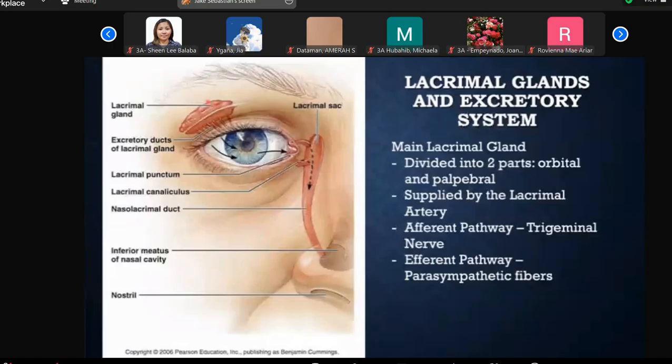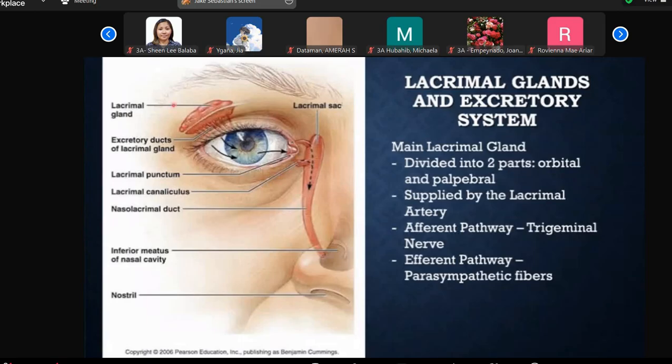The lacrimal gland has its own fossa in the frontal bone. The lacrimal sac also has its fossa in the maxillary bone and the lacrimal bone. In general, the lacrimal gland is divided into two lobes: the orbital portion or orbital lobe, and the palpebral lobe. The orbital lobe and the palpebral lobe are connected to each other by means of these excretory ductules.